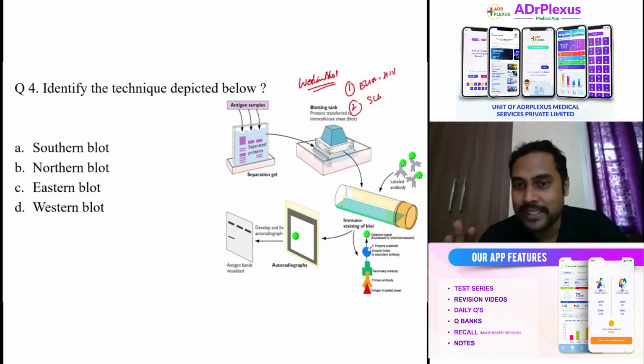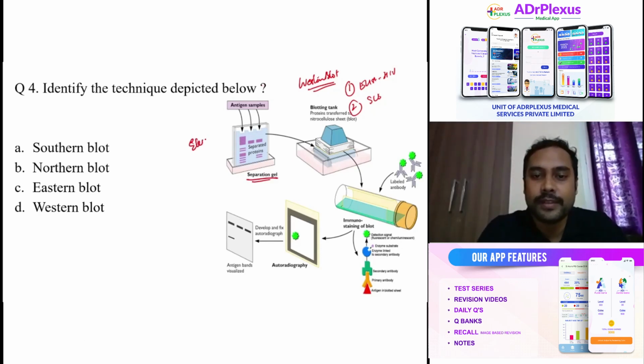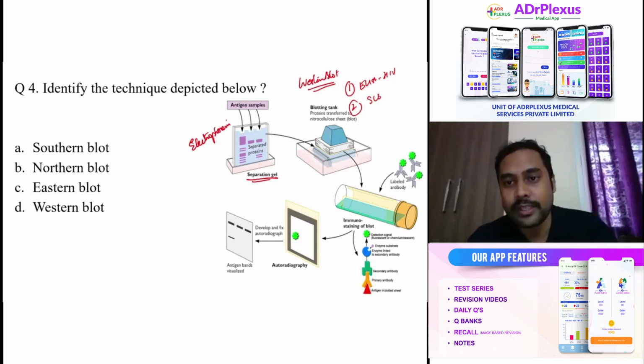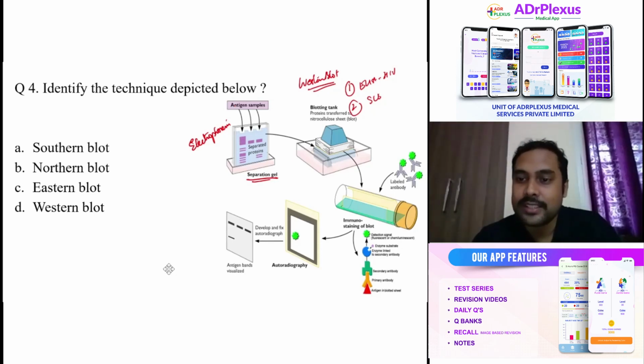But now you look at the picture. We take antigen samples, the proteins or the blood, the substance which you need to evaluate. We run electrophoresis first. Basically we separate them using electrophoresis. Then once the proteins are separated, we transfer them to something called a nitrocellulose membrane, or nitrocellulose sheet.